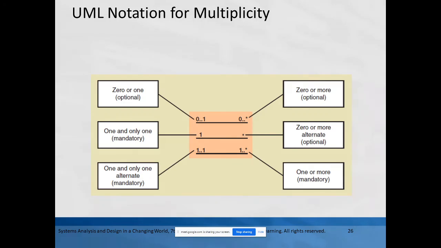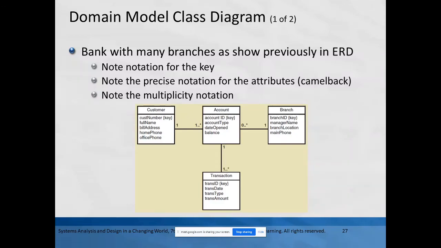And the notation breaks it down in a similar way as the crow's foot notation: 0 or 1, one and only one, 0 or more optional, and then 1 or more mandatory. And we see the same bank situation here.